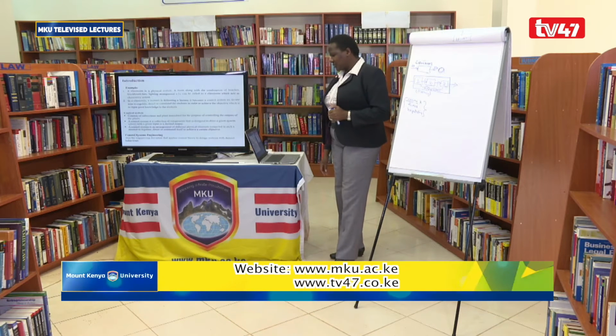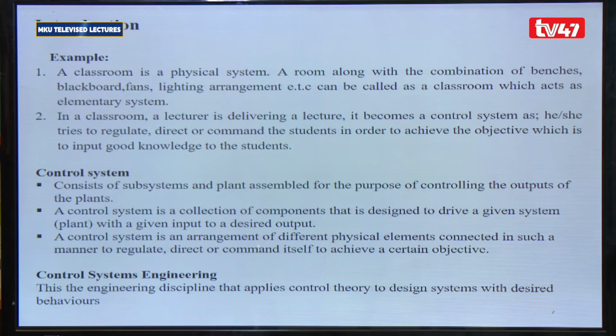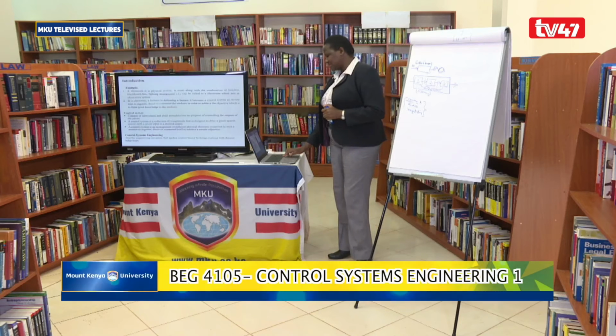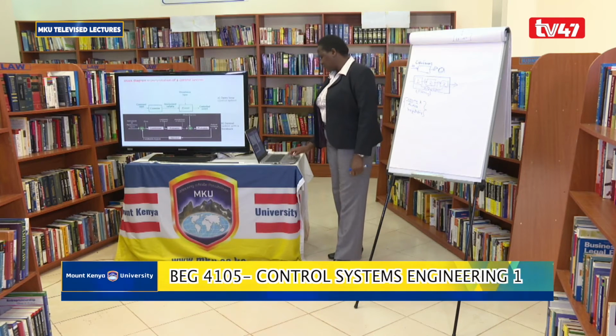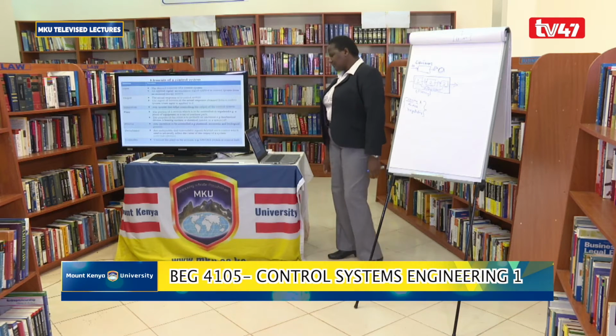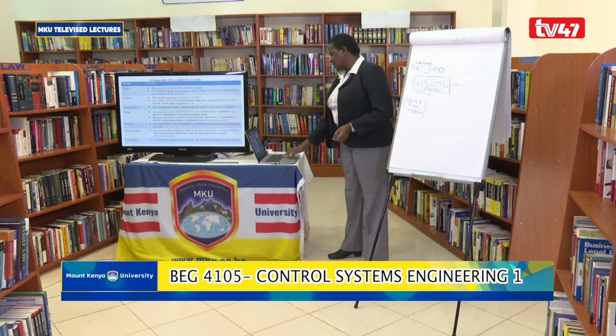Now when we come to control systems engineering, that is the main unit. This is the engineering discipline that applies control theory to design systems with desired behavior. So when you put it in engineering terms, you must come with the design. You should know how to design the systems. Remember, it is one of the objectives.